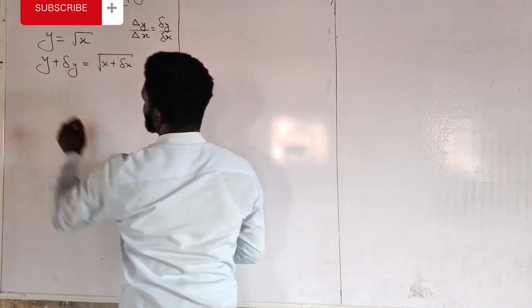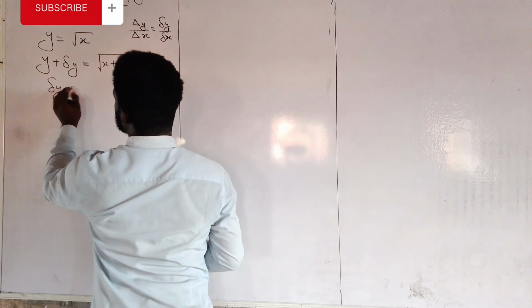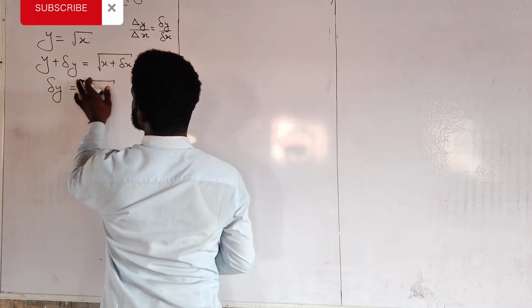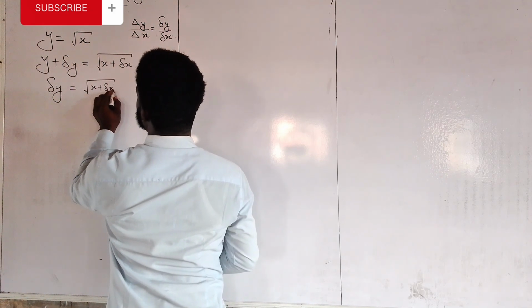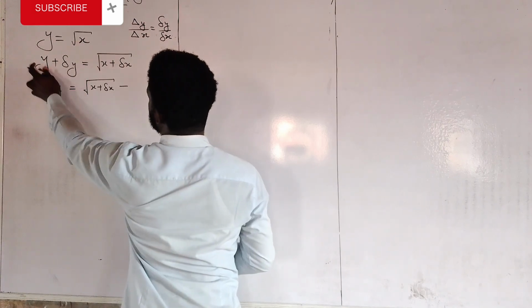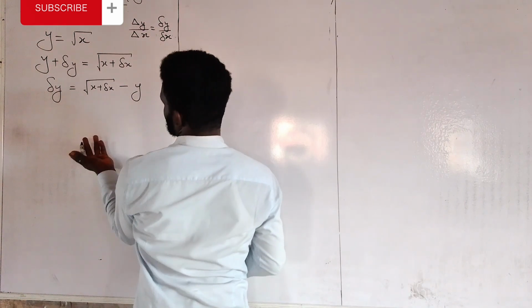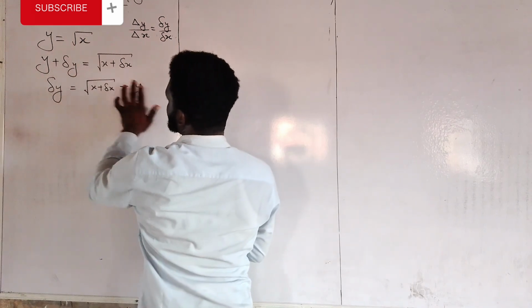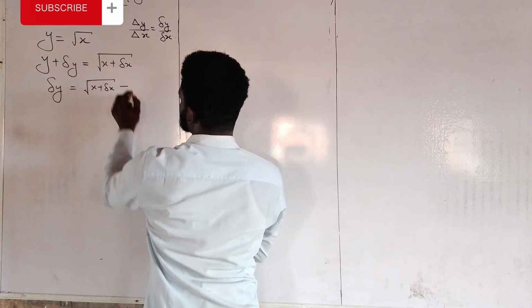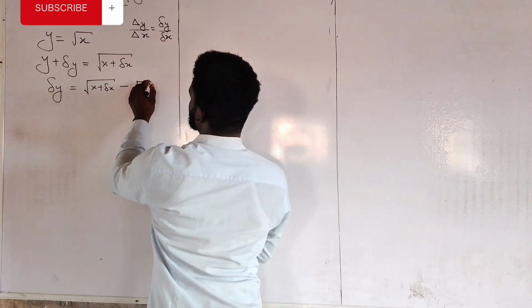Moving your y to the other direction, we have that change in y will be equal to the square root of x plus change in x, then subtracting y. Let me put your y first. This is it. So we have moved our y over to this direction. But what is y? y is equal to the square root of x.